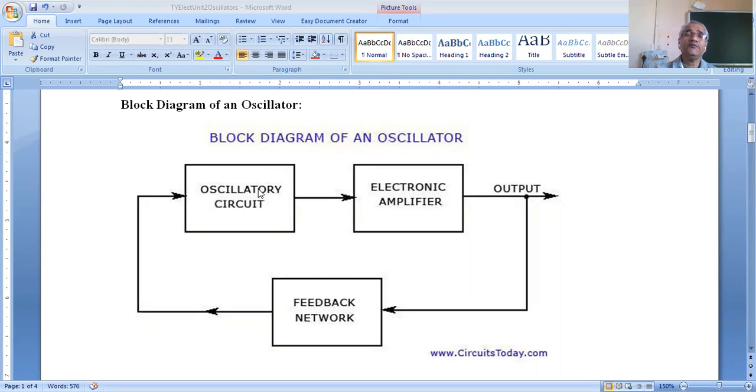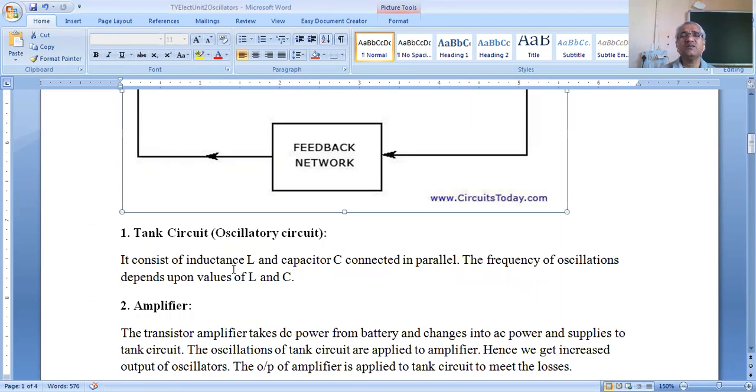Because if there is only an oscillatory circuit or tank circuit, the oscillations produced in the tank circuit are damped oscillations. So after some time the oscillations will die out. Therefore some energy must be supplied to the tank circuit in the correct phase to maintain sustained oscillation. So this is the block diagram of an oscillator circuit.